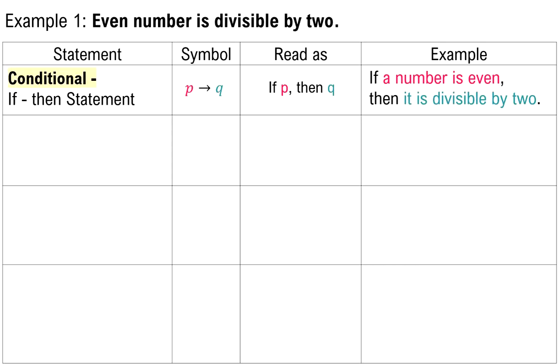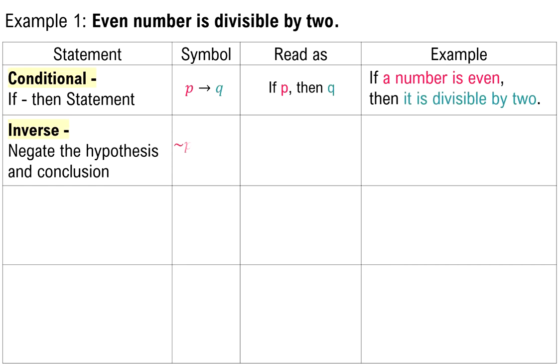Next, what is an inverse statement? When we say inverse statement, we negate both the hypothesis and the conclusion. In symbol, we represent this as not P, the curl symbol in front of our hypothesis and our conclusion. That curled symbol is read as not. So, not P, then an arrowhead pointing to the right, pointing to not Q, our conclusion. We read this as, if not P, then not Q.